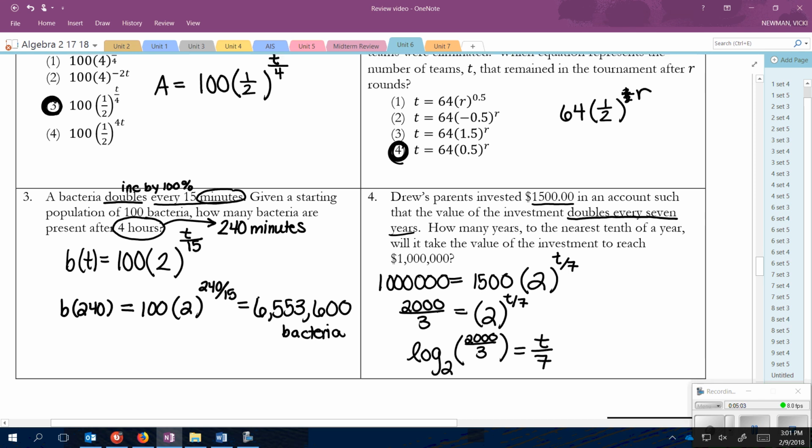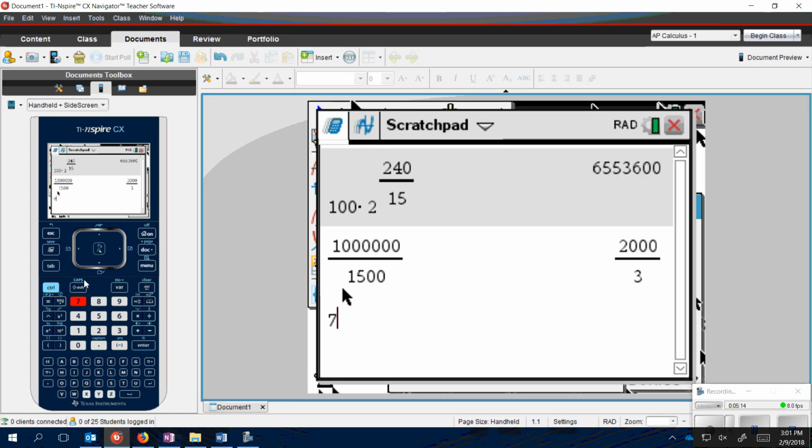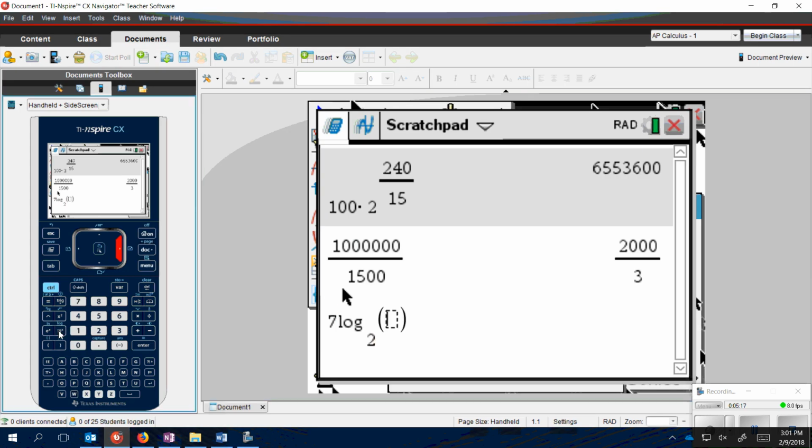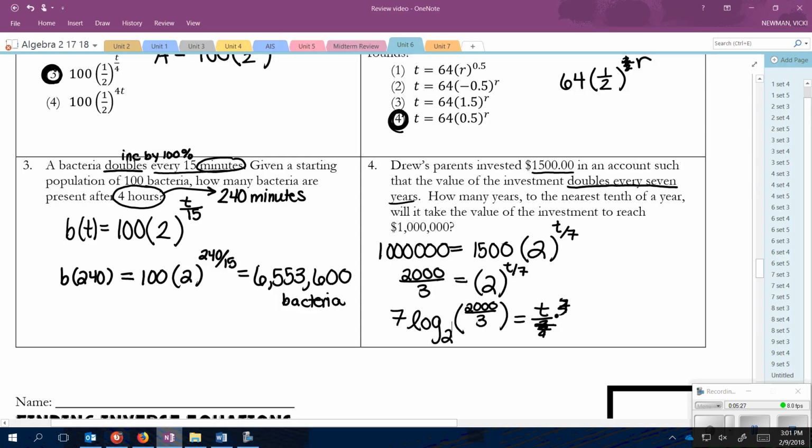My last algebraic move is to multiply both sides by 7 and then go to my calculator. So 7 log base 2 of 2,000 over 3 is 65.66. What are the rounding directions? Nearest tenth of a year. So T equals 65.7 years. All right. Beautiful.